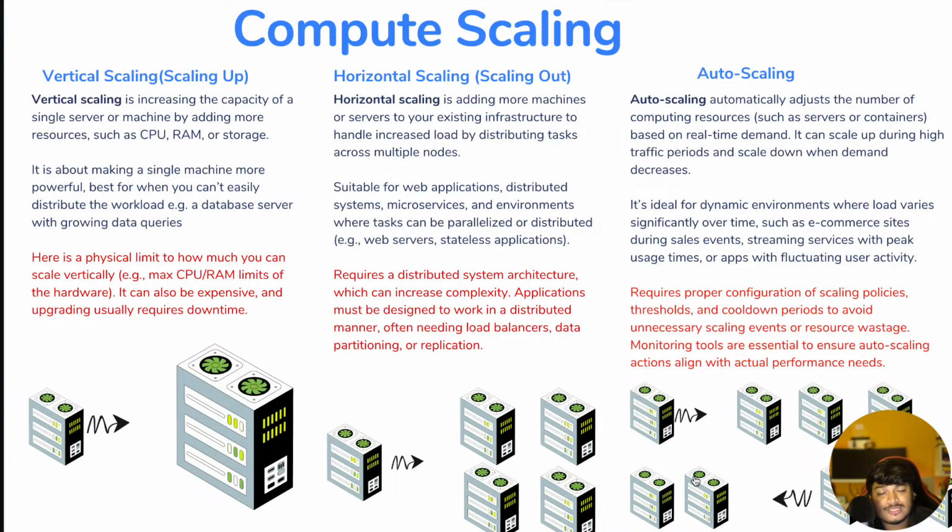Now the second one is horizontal scaling, which we also call scaling out, and this is by far the most used scaling mechanism in production, or most of the places where you have deployed an application. Now what is horizontal scaling? Horizontal scaling is adding more machines, virtual machines or servers to your existing infrastructure to handle the increased workload by distributing the task between multiple nodes.